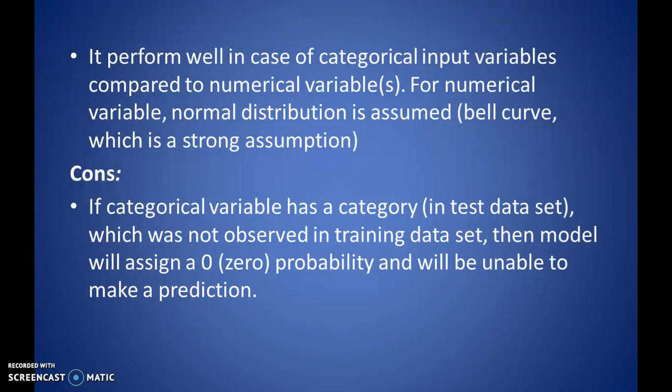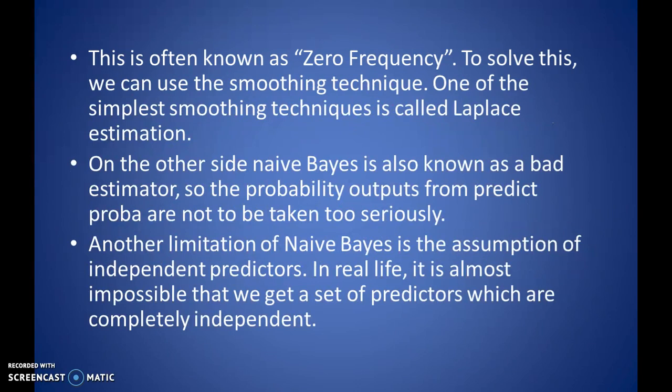And the cons would be: if a categorical variable has a category in the test data set which was not observed in the training data set, then the model will assign a 0 probability and will be unable to make a prediction. This is often known as zero frequency. To solve this, we can use a smoothing technique. One of the simplest smoothing techniques is called Laplace estimation.